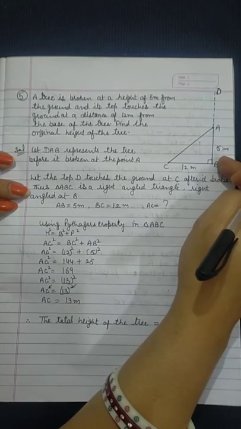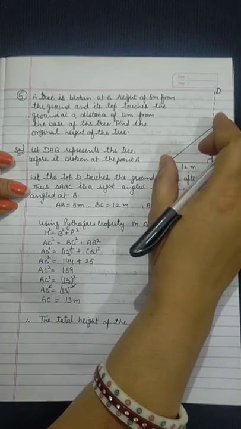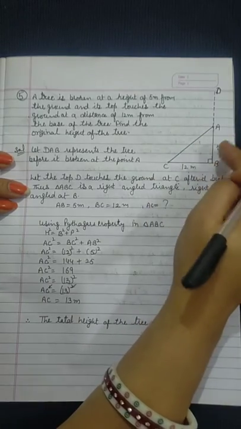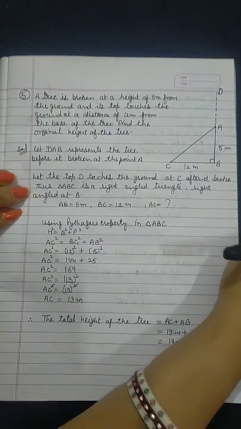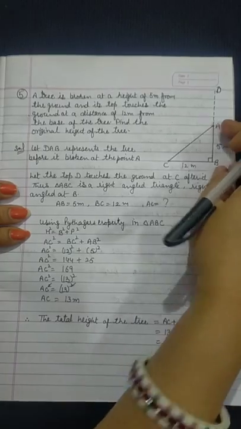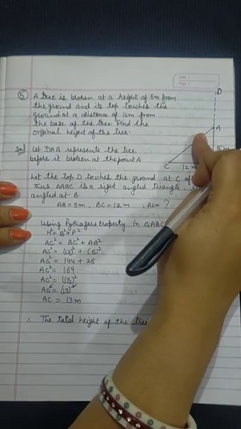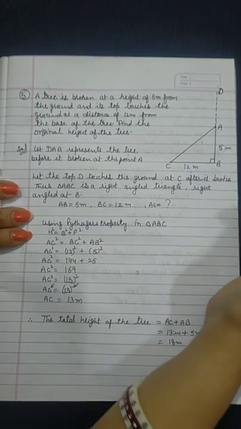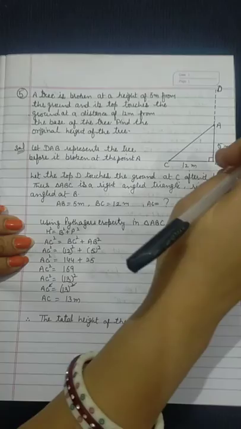So what will we use here? We will use the Pythagoras property again, because we want to find the third side, as two sides are given to you already. So let's start now. Here AB is 5 and BC is 12 meter, and we have to find AC. After applying the Pythagoras property in triangle ABC, what is the hypotenuse?